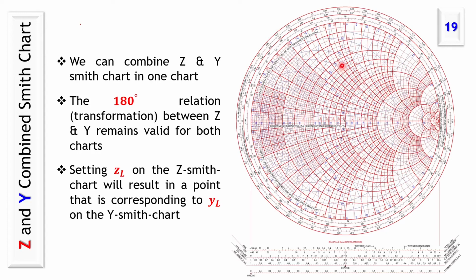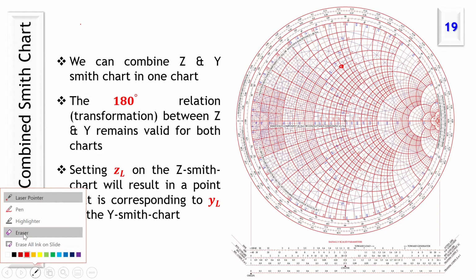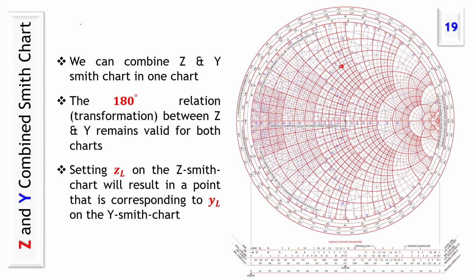So if this is the normalized impedance, we can go across a line and draw, okay. So we can go here and say, okay, this is the corresponding normalized admittance.